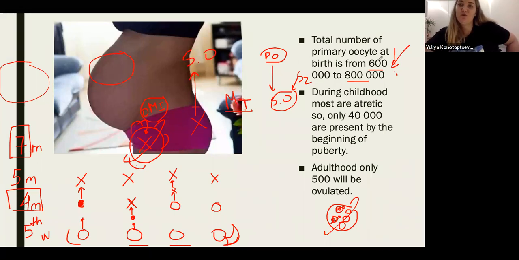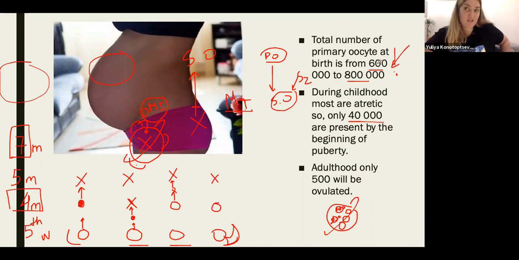Unfortunately, as you can see, you're born with 600 to 800,000 primary oocytes in the follicles. So in a way, you're born with 600 to 800,000 follicles, but you're starting puberty with 40,000 follicles. So even though you're trying to save the follicles from dying, they're still dying. Do you get it? There is a lot of death here.